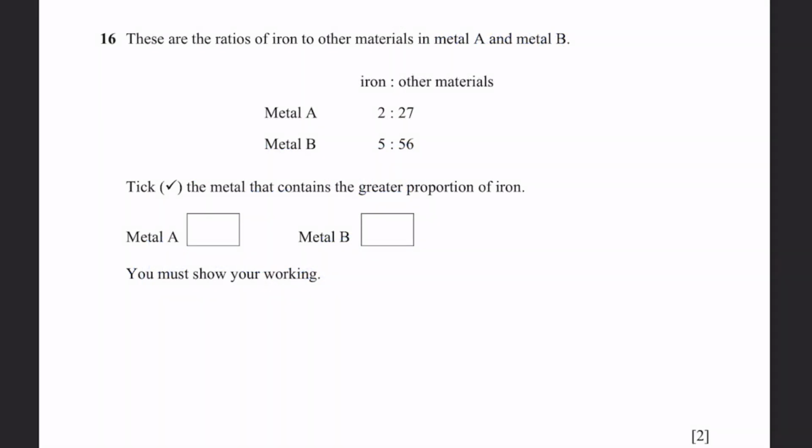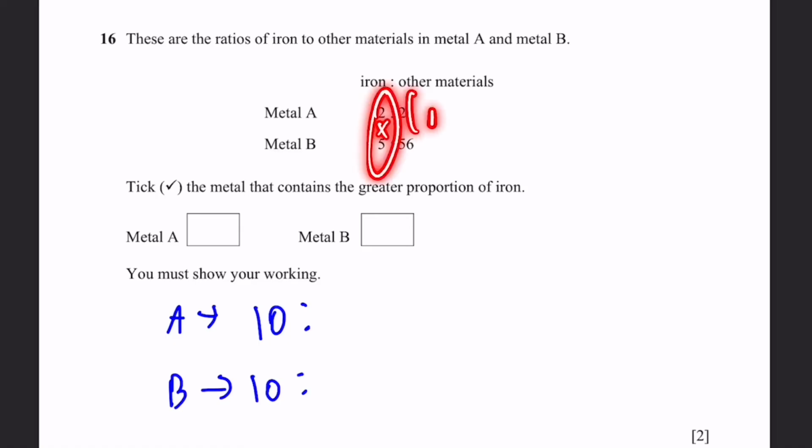These are the ratios of iron to other materials in metal A and metal B. Take the metal that contains a greater proportion of iron, metal A or B. You must show your working. So let's make the iron content equal. So metal A will be 10 is to something. Metal B also has to be 10 is to something, because the LCM of these two numbers is 10. Now when you multiply 2 into 5, we also have to multiply 27 into 5, because they have a direct proportion. We get 10 is to 135.